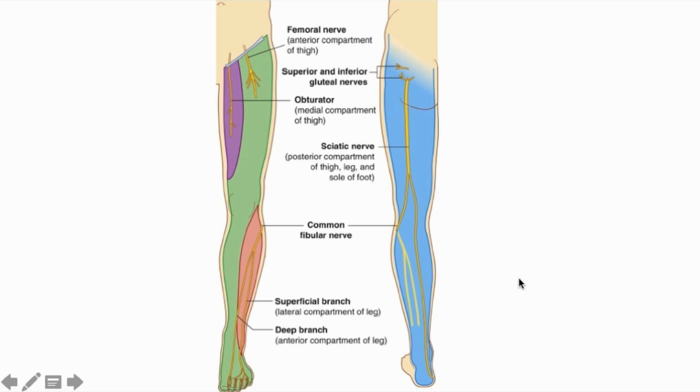The exceptions to that rule are the short head of the biceps femoris in the posterior thigh, which is innervated by the common fibular division of the sciatic nerve. Then you have the anterior and lateral compartments of the leg and the muscles associated with the dorsal surface of the foot that are innervated by the common fibular part of the sciatic nerve. So we have those three divisions of the sciatic nerve, right?